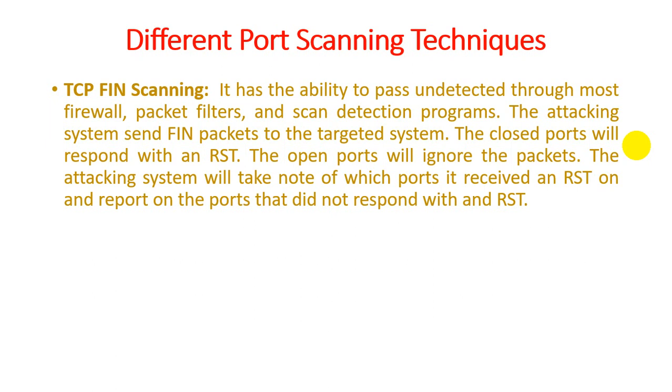If they are passed, then our computer system provides open port scanning permissions, and if it provides the permission, then we know how a system becomes accessible to unauthorized users. The attacking system sends a FIN packet to the targeted system. The closed port will respond with an RST, because an RST is the identification of a closed port. The open ports will ignore the packets. The attacking system will take note of which ports received an RST and report on the ports that did not respond with an RST.